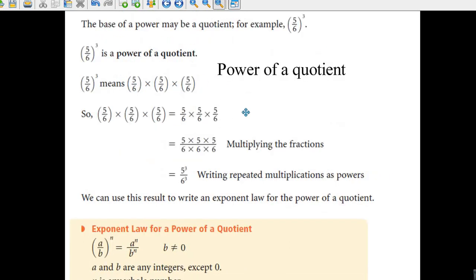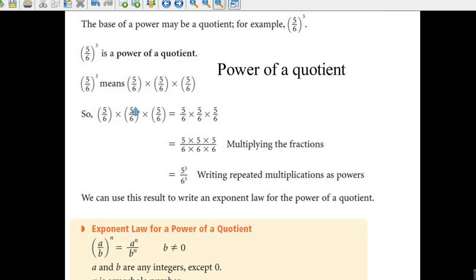Let's take a look at the power of a quotient. A fraction like this, 5 over 6. Say we got 5 over 6 cubed. Well, some people might go, oh, it's 5 cubed divided by 6. Well, you got to be real careful. If you have 5 over 6 with a bracket and you're cubing it, what does it mean? That you're going 5 over 6 times 5 over 6 times 5 over 6.